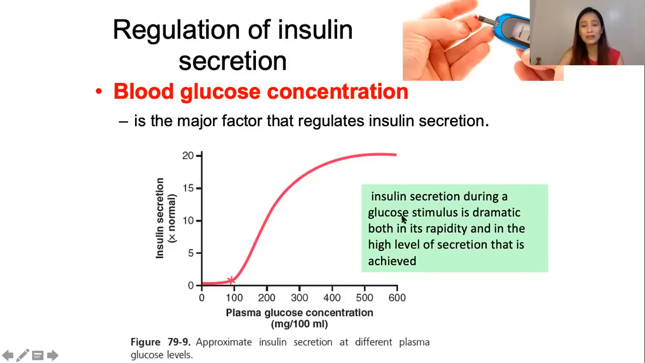So, for example, if your blood sugar is already 600, your insulin can only do so much. So it's important that you keep your levels within acceptable limits so that you will not push your insulin secretion into hyperinsulinemia.